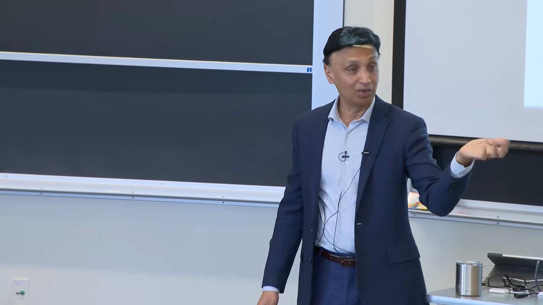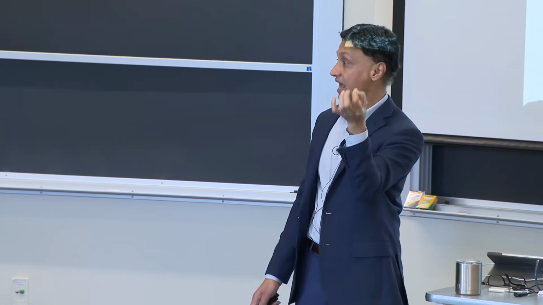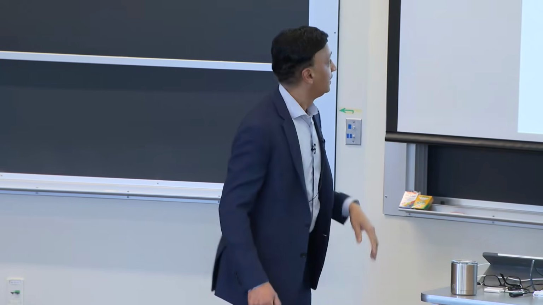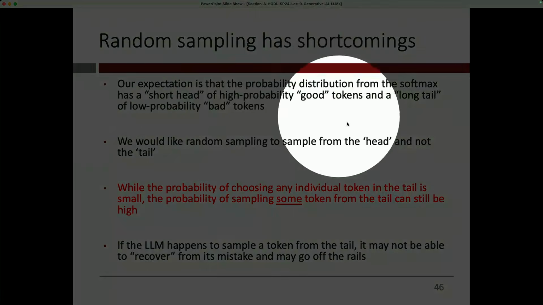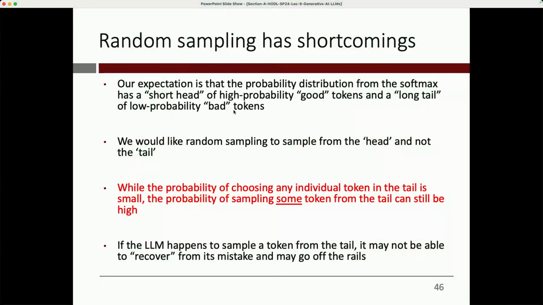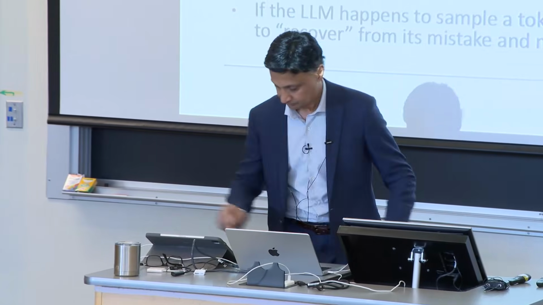Because in that scenario, if you do random sampling, by definition, you'll pick something from the high quality head of the distribution, and life is good. We want random sampling to sample from the head and not from the tail. That's the key point. And what do I mean by head and tail? Let's be very clear.